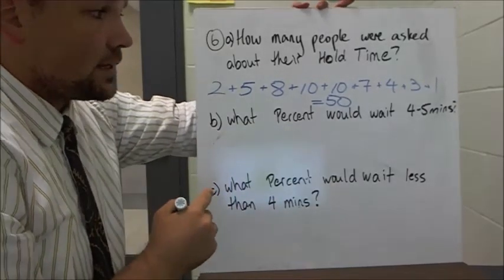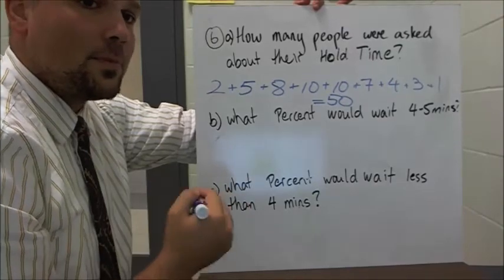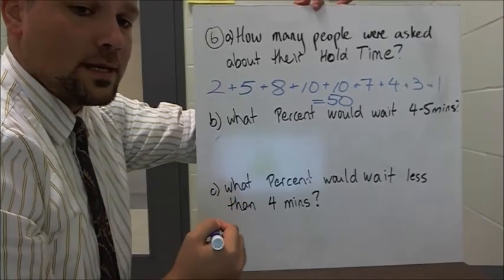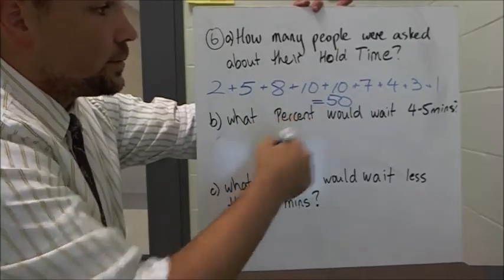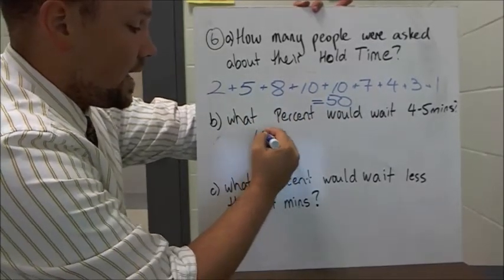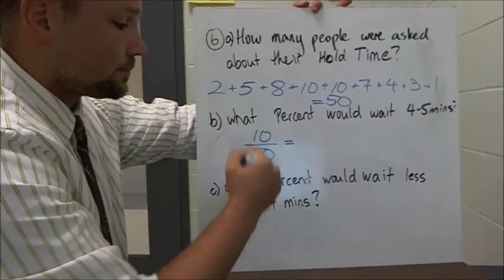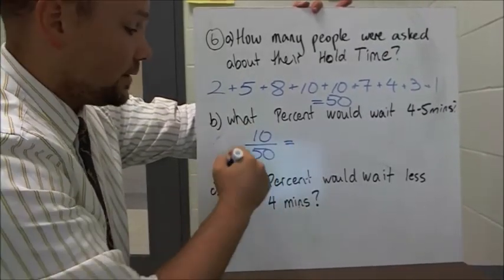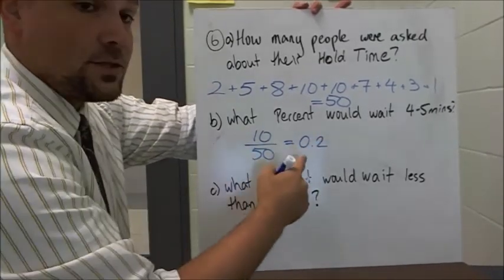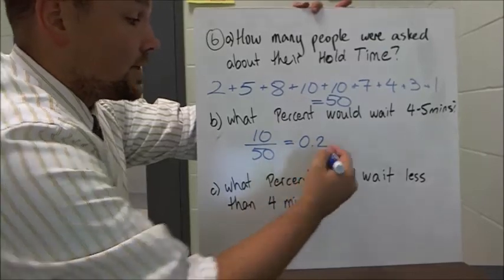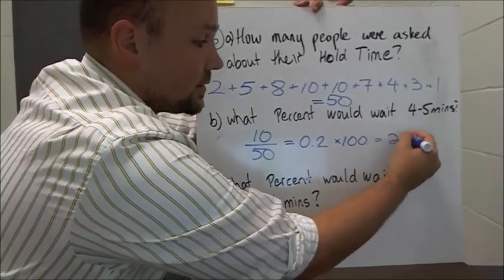What percent would wait 4 to 5 minutes? We saw on the graph that the number of people that would wait 4 to 5 minutes was 10. So 10 out of 50, we can do that on our calculator: 10 divided by 50 is 0.2. To change that to a percent, we just multiply it by 100. That gives us 20%.